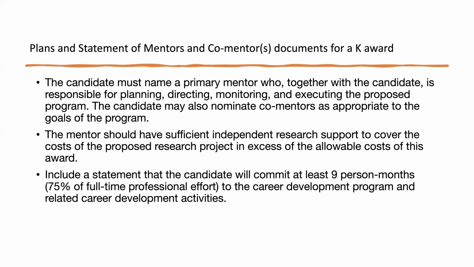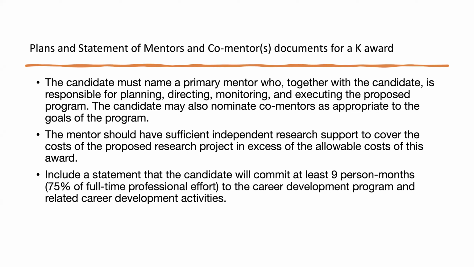The mentor should have sufficient independent research support to cover the cost of the proposed research project in excess of the allowable costs of this award. So what that means is that you need to be able to demonstrate that your mentor has independent funding, typically in the form of an R grant or R equivalent grant, which will provide you some excess support, such as a statistician, or other related support. All of this information should be mentioned in the mentor's statement.